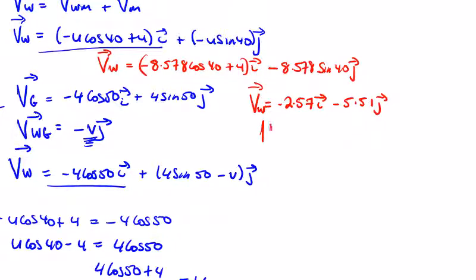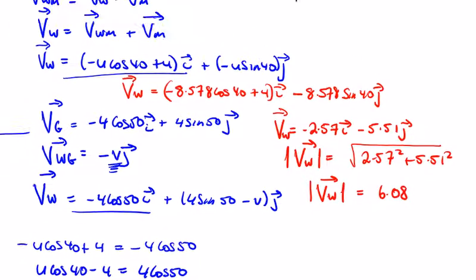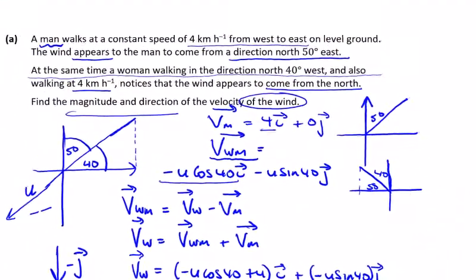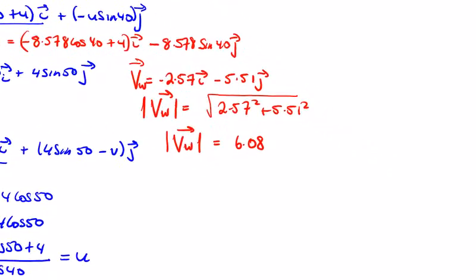So the magnitude of the velocity of the wind is the square root of 2.57 squared plus 5.51 squared. Typing it into a calculator, that works out to be 6.08. And we're dealing in kilometers an hour here, so km/h, which is km over h, or kmh to the minus 1, whatever you prefer.